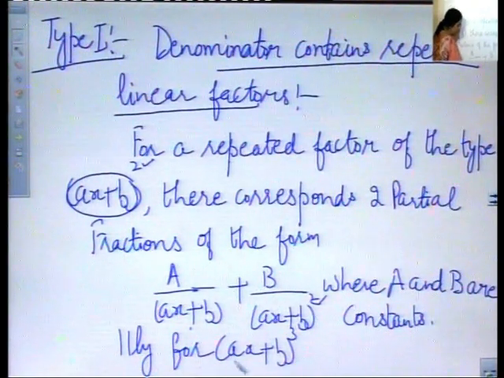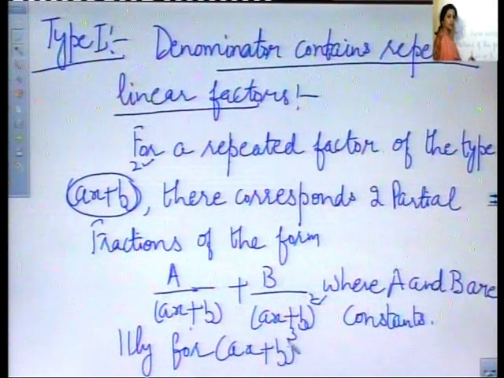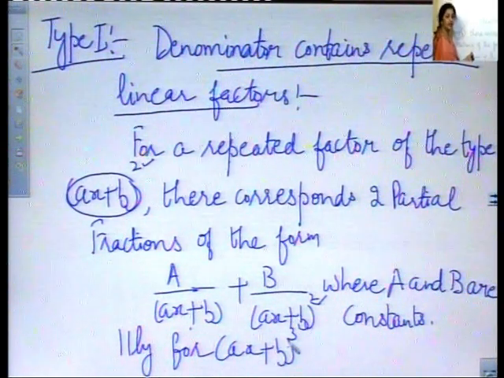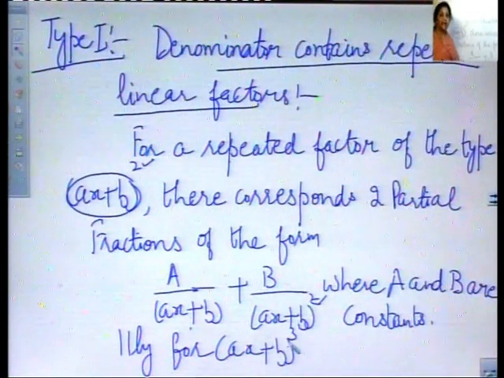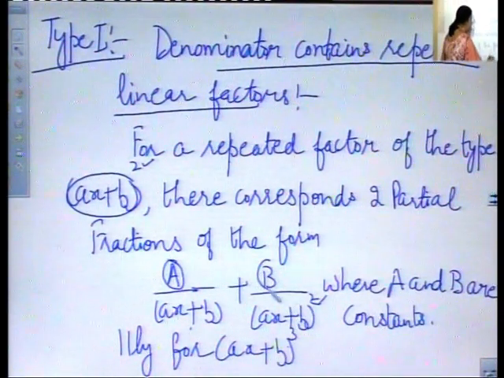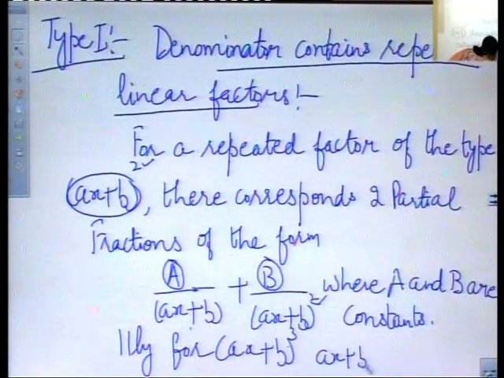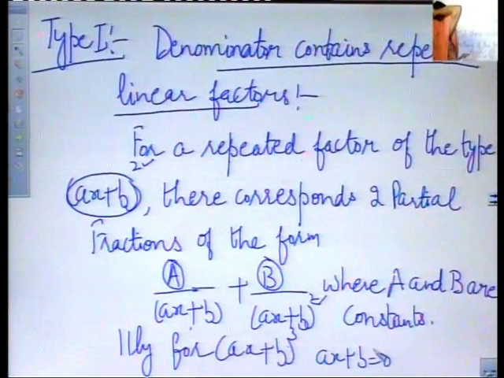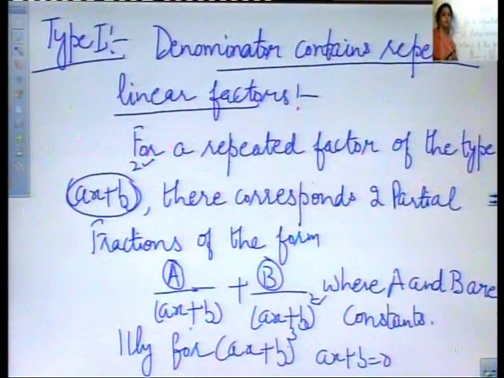In the first denominator, it will be ax plus b. In the second, it will be ax plus b whole square, and in the third denominator, we will write ax plus b cube, and then we will take the LCM. In order to find the values of the constants, we will put ax plus b equal to 0, and for other constants, we will equate the coefficients of the terms from both sides. Now, let us do the first question.